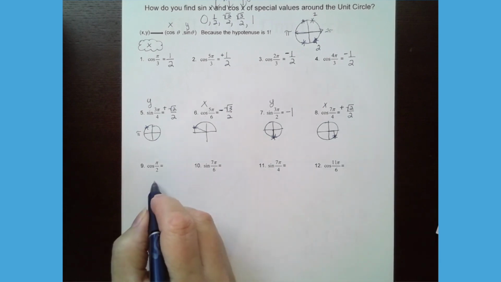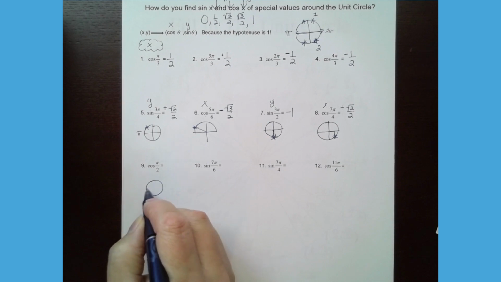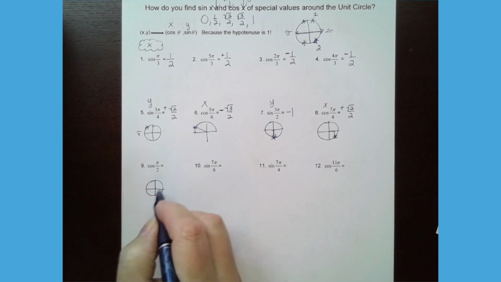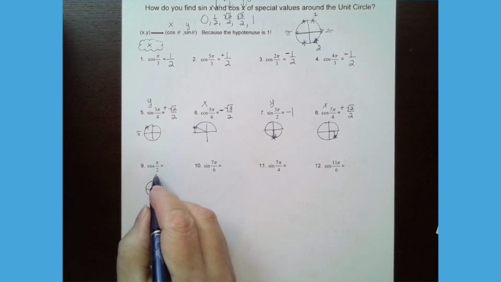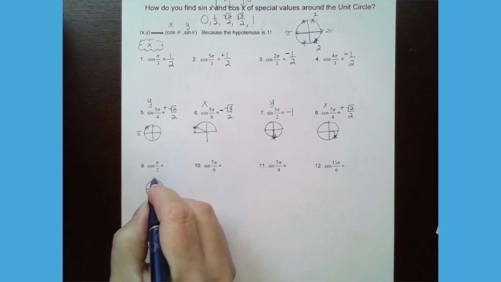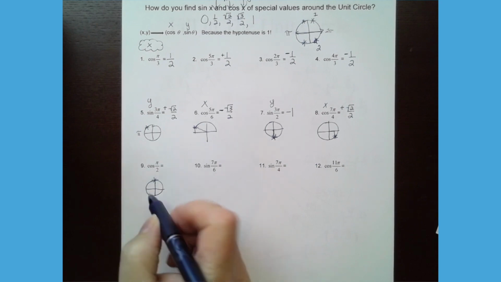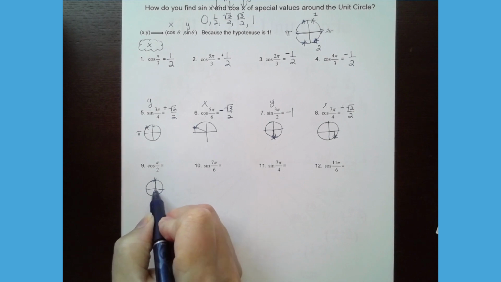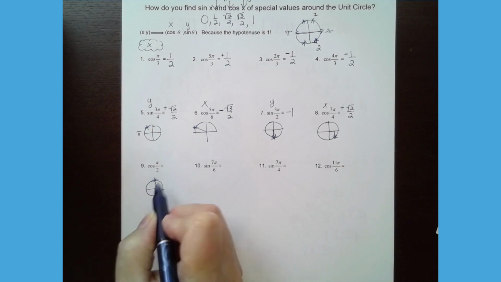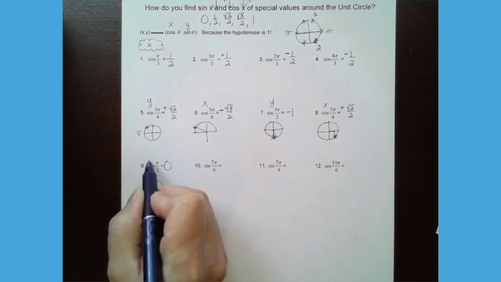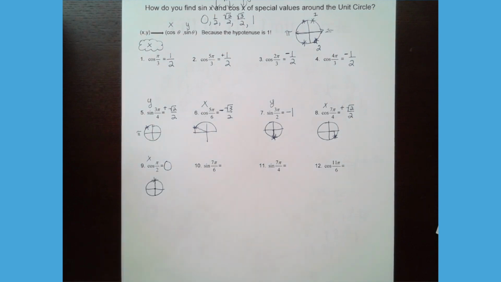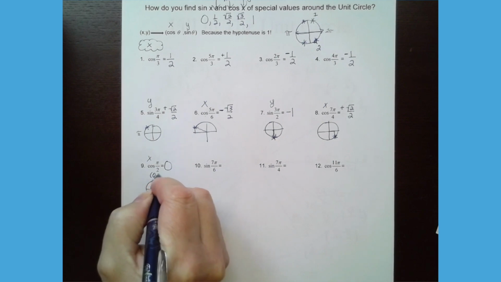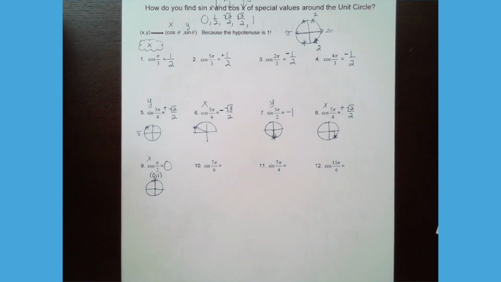All right, cosine of pi over 2. My circles are getting smaller. It doesn't end in a 3, 4, 6, so that's one of our quadrantals, and that's up here, that top one. I'm going to start here and ask myself, from the center of the circle, do I go left or right to get to that point? And I do not. So that's why the cosine is 0. Remember, this is the point 0, 1, and I want the x-coordinate of that point.